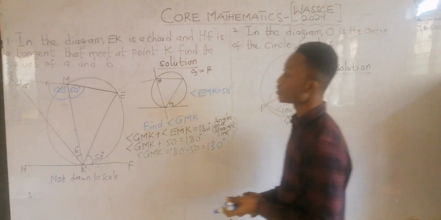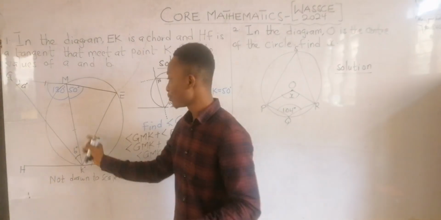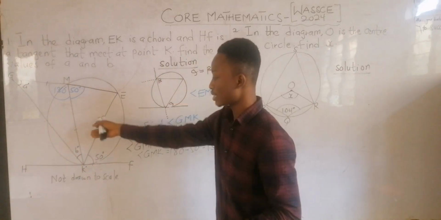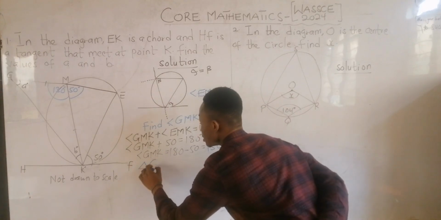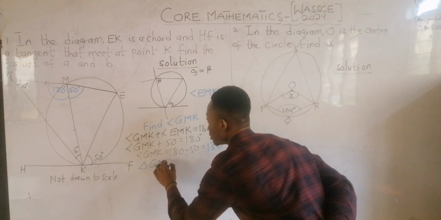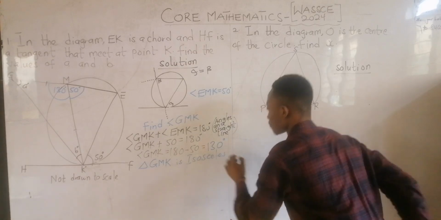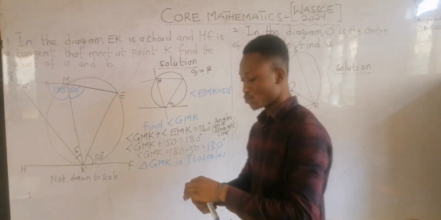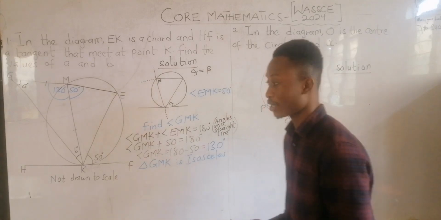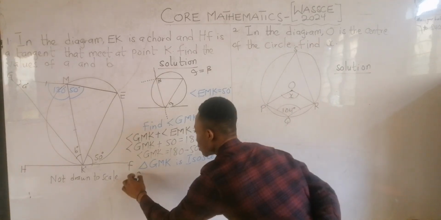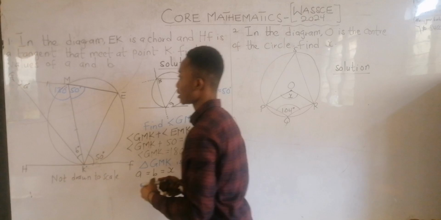Now we can find the value of A and B by considering GMK as a triangle, with these two sides being equal. So it is an isosceles triangle. So we can say triangle GMK is isosceles. Since it's isosceles, two sides are equal. We are going to represent A and B being equal by a variable called x. So A is equal to B is equal to x.